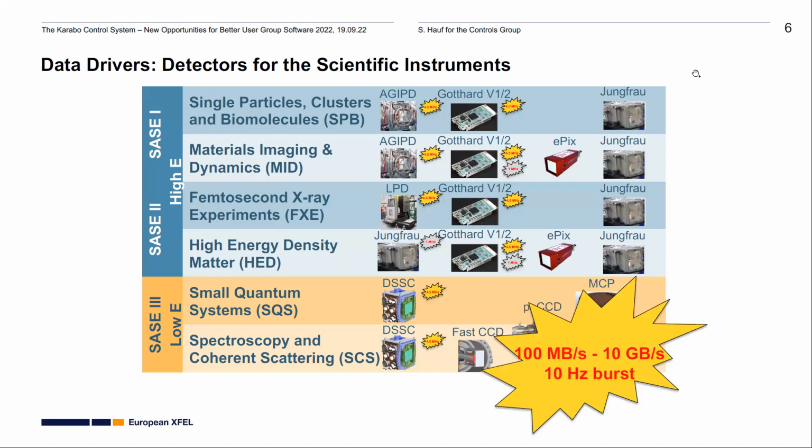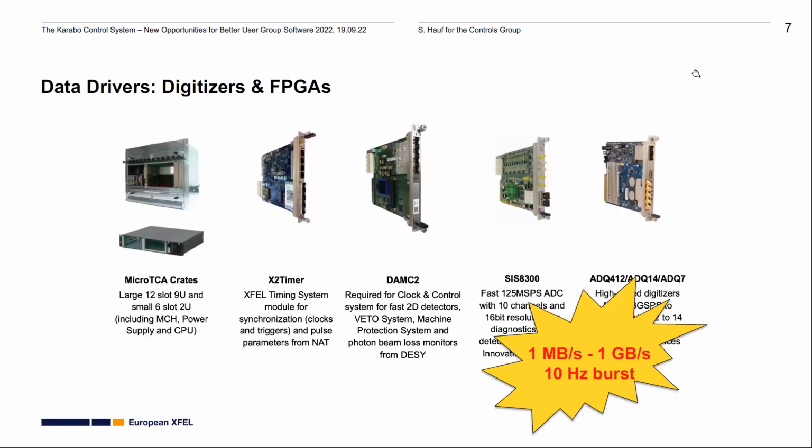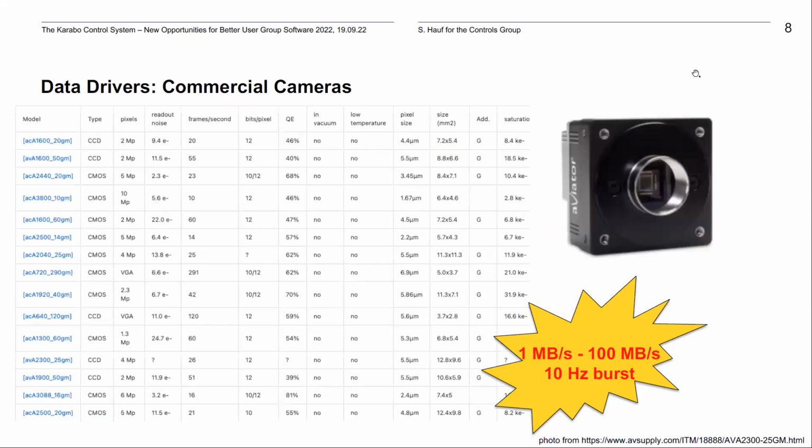So let's have a look at these data drivers. I'm not going to go through the details of this table, but it kind of shows you: for the detectors that can image at 4.5 megahertz, we could get up to 10 gigabytes per second of data, which the control system needs to ingest in this 10 hertz burst frequency. We've got custom-made FPGAs and digitizers where we go up to around a gigabyte per second. We've got a bunch of commercial cameras in all flavors, luckily mostly from a few vendors, so at least similar APIs, where we reach about 100 megabytes per second on the 10 hertz burst.